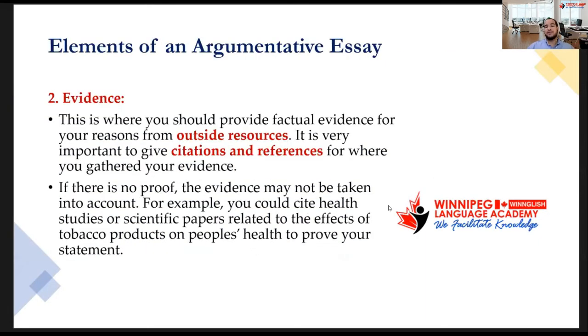Number two, you need to have evidence, and you need to get your evidence from outside resources. Usually, it can be, as we mentioned, from citations or references. It should be authentic. The more authentic it is, the better. If there is no proof for your argument, if you say that the internet is bad for kids and you didn't find any proof, then your argument would not be taken seriously. People would say, no, but why do you think that? There is no evidence for what you're saying.